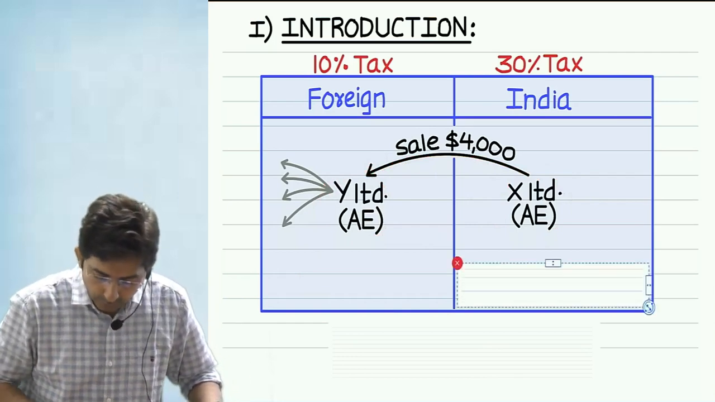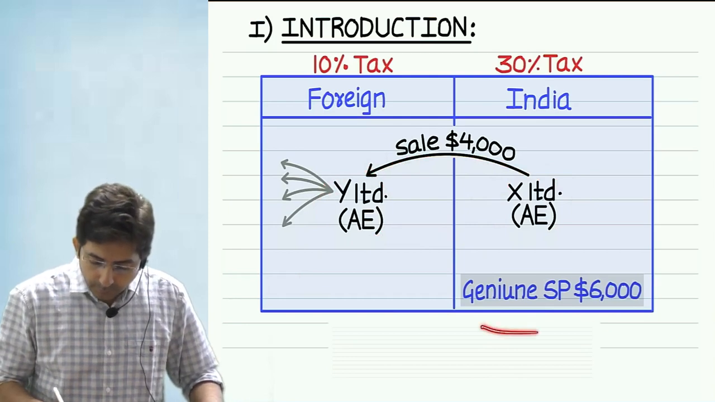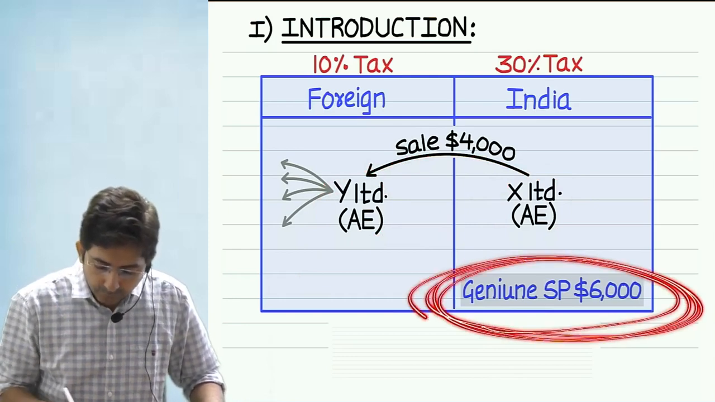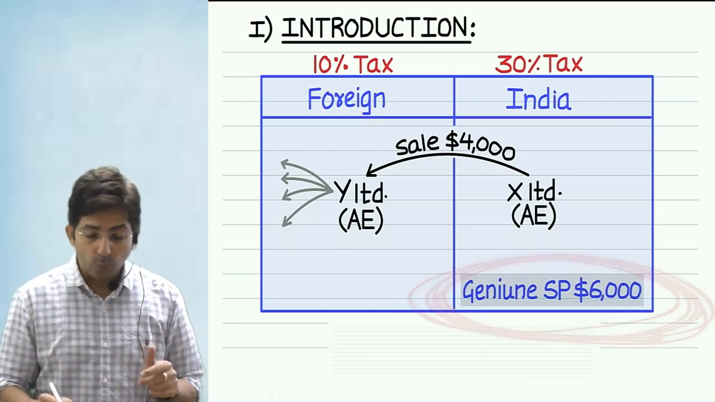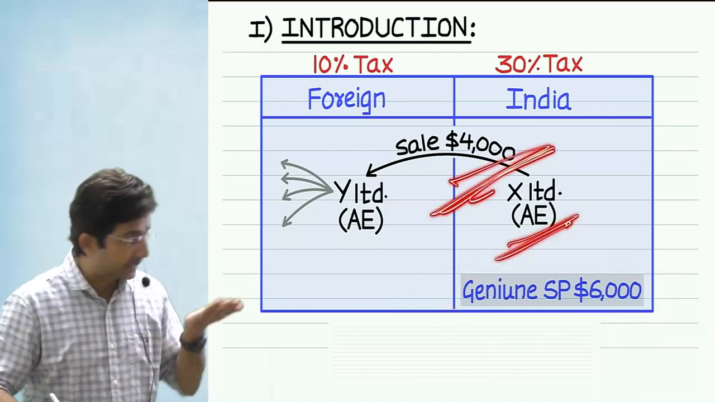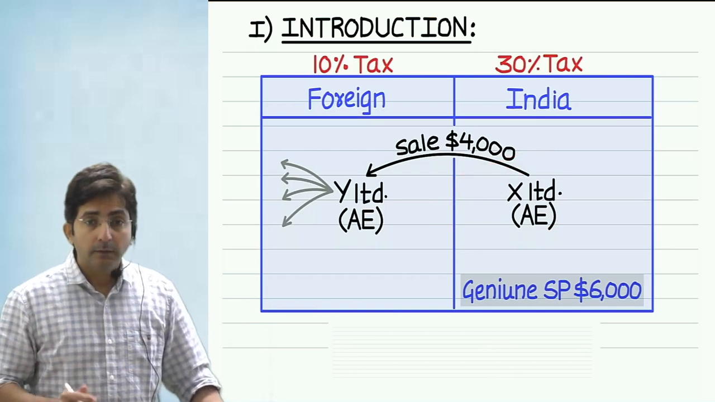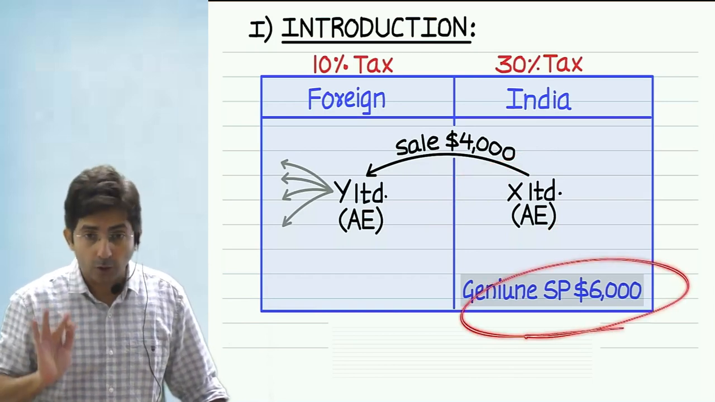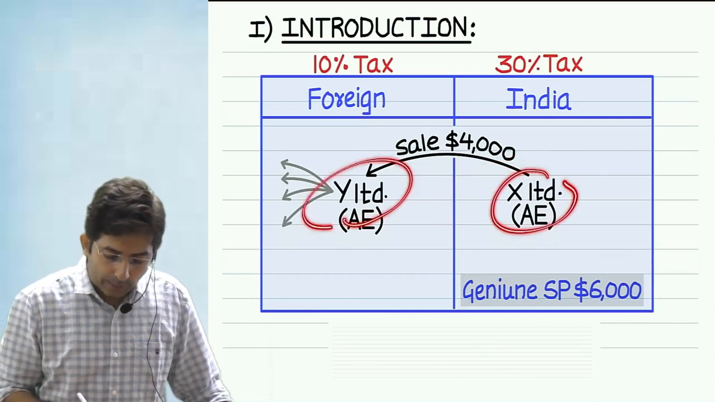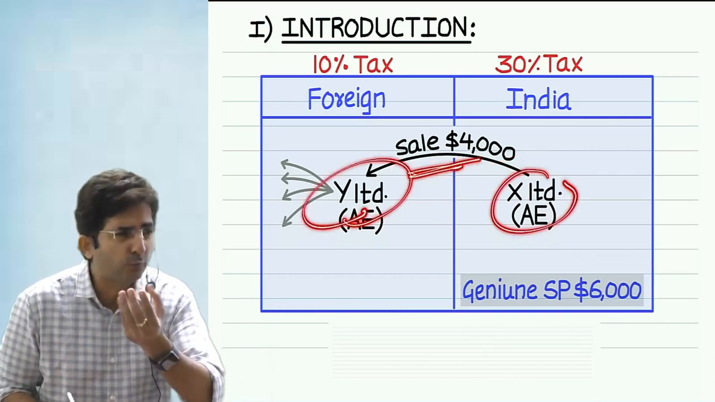Wait, let me show here. The product which has a genuine sale price of $6,000, you know what X Limited has done? See what it has done. The product which has a genuine sale price of $6,000, it will sell to Y Limited at only 4,000. Feel it is less.